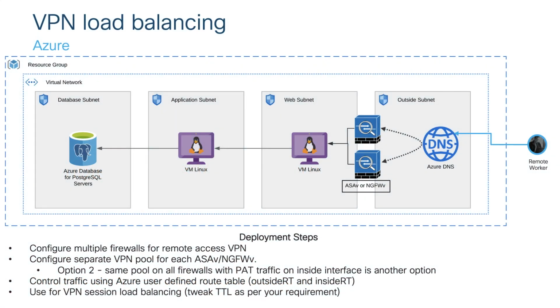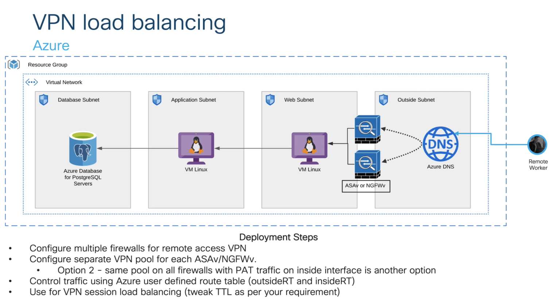So this is a quick overview of the architecture which I presented a couple of months ago, and I will add a link of this video in the description of this video. What I'm going to do here is present a three-tier architecture: web, app, and database. And at the edge we have an outside subnet, and our firewalls are in the middle of the outside and web subnets.